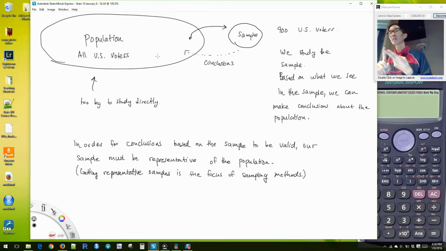We study descriptive statistics to be able to summarize the results of our findings, and we're going to compare our understanding of probability and our understanding of the descriptive statistics to make a decision about what we see in a certain experiment, to see if that then speaks to something about the general population. Okay?